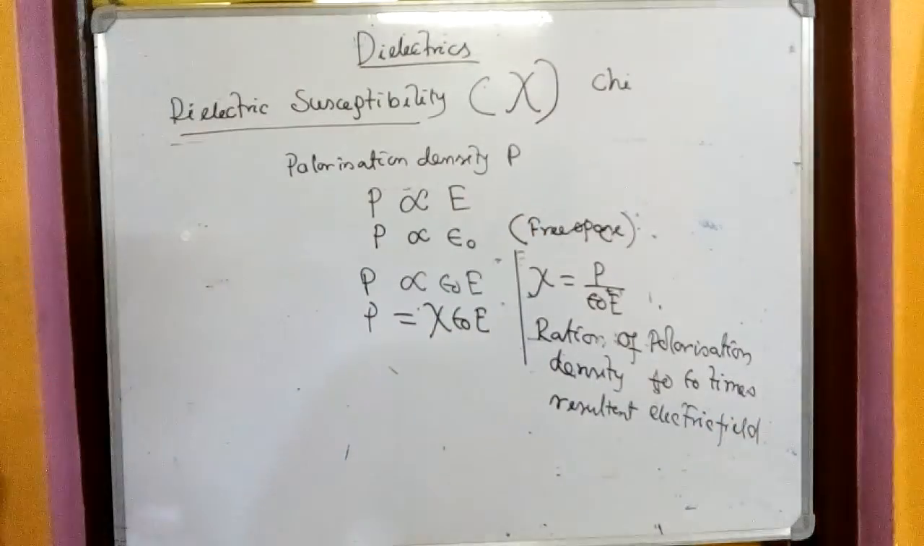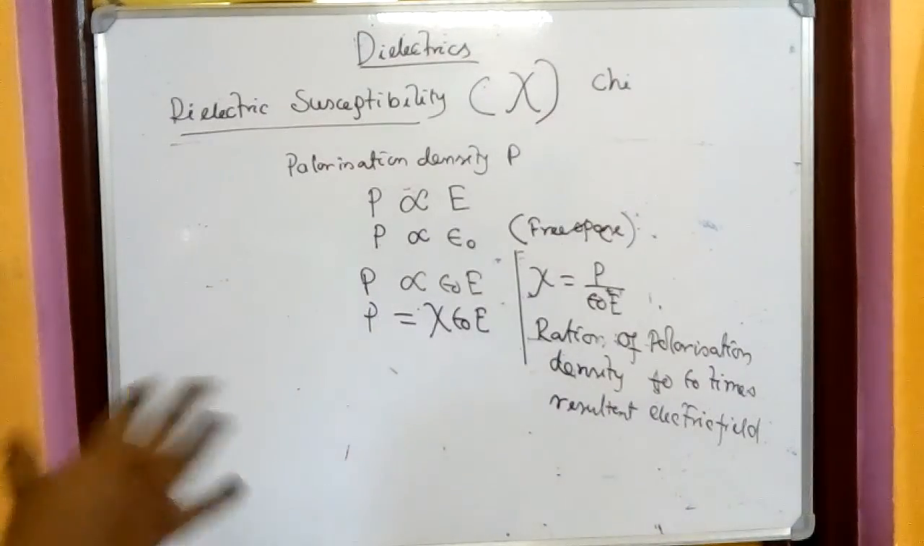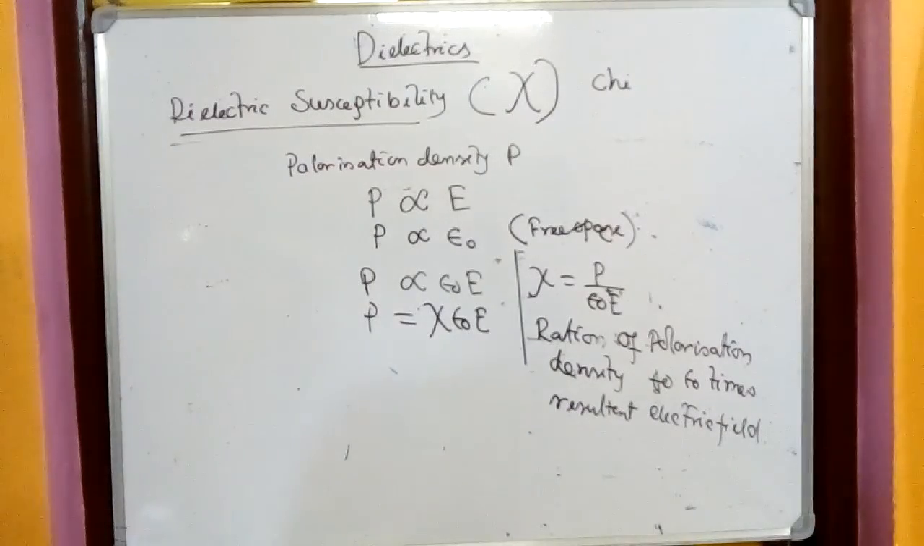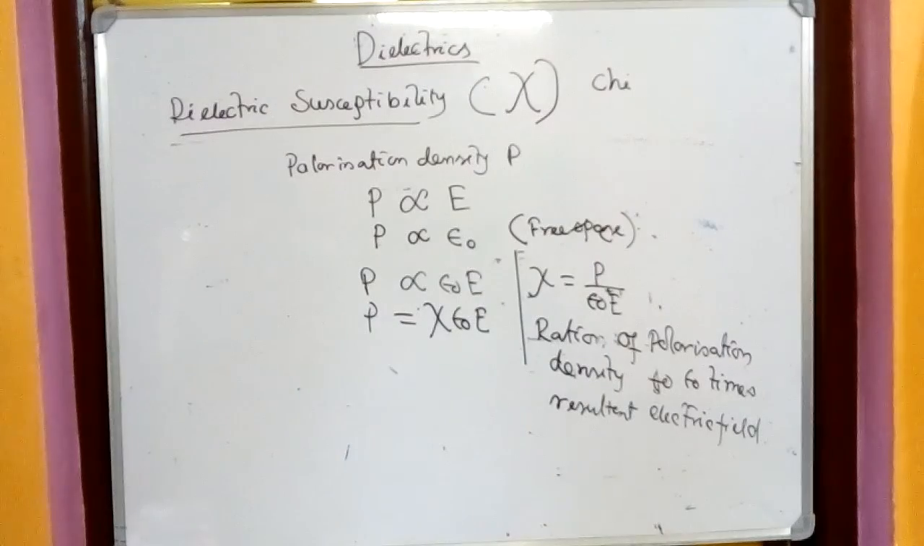Okay, so that is known as chi, and you have to remember that chi is also a number, so its dimension is 1. It shouldn't make any sense with the dimensions or unit of that thing. So the unit of P and the unit of epsilon naught E should be the same. Okay, so that is dielectric susceptibility.